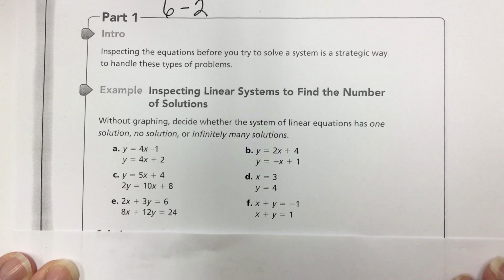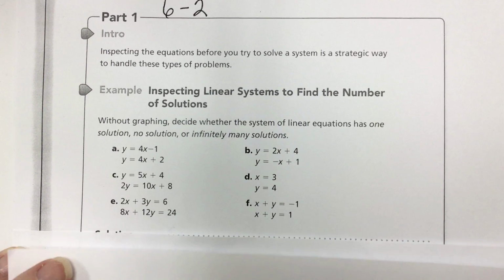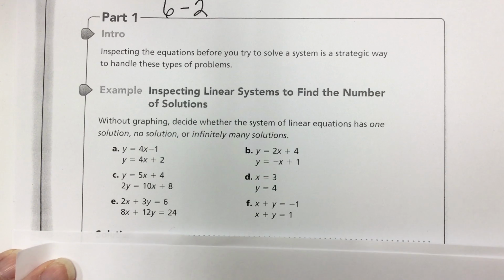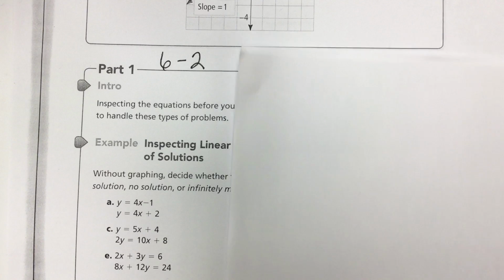Section 6-2, Part 1. Inspecting the equations before you try to solve a system is a strategic way to handle these types of problems. Without graphing, decide whether the system of linear equations has one solution, no solution, or infinitely many solutions. So I first want to look at A part with you.